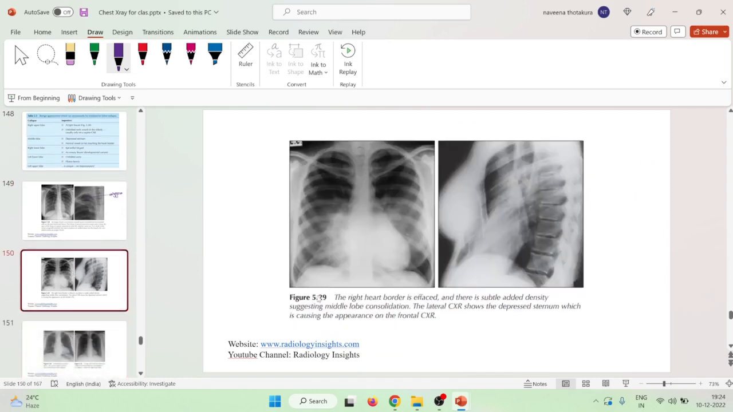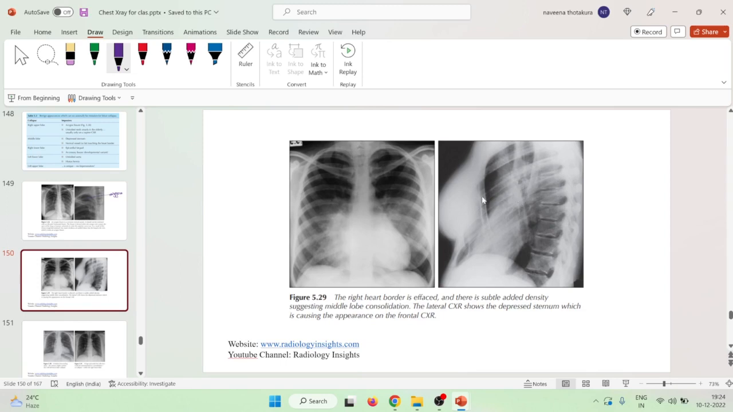Then here, the right heart border is not clearly seen. The right heart border is blurred. And you can also see some consolidation seen here.